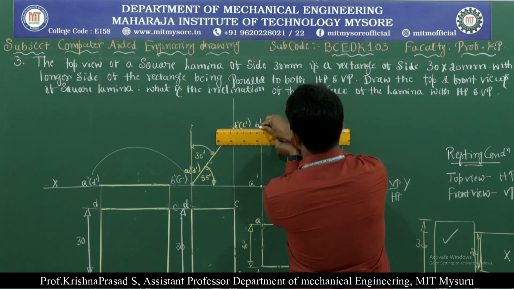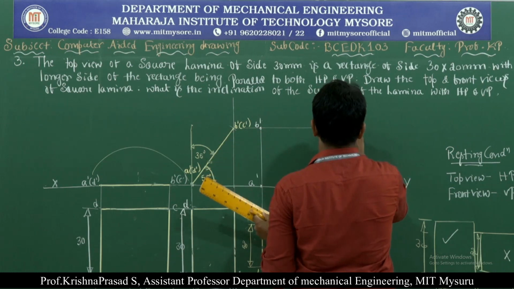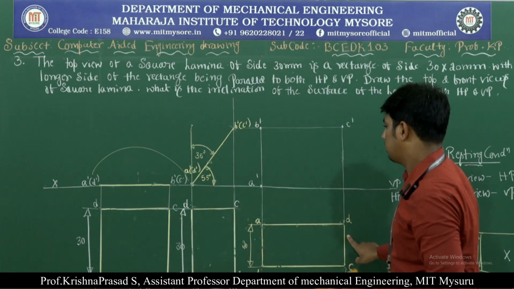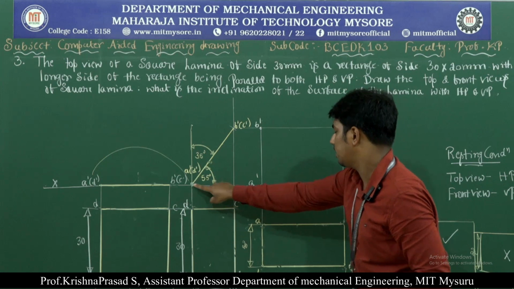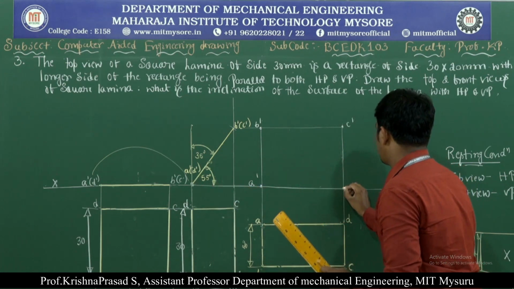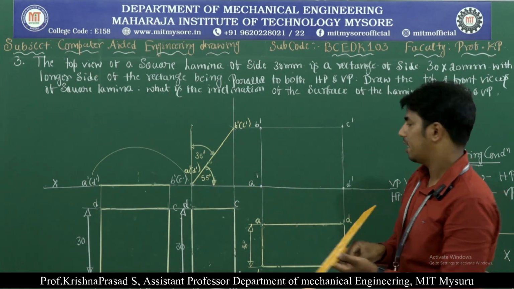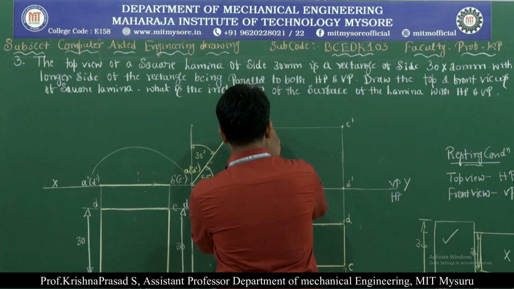Okay, this is C dash, both meeting at a point. So this is also C dash. Then the last one, this is D dash, and this is D, both points meeting here. This is also called D dash. Now join all the points.